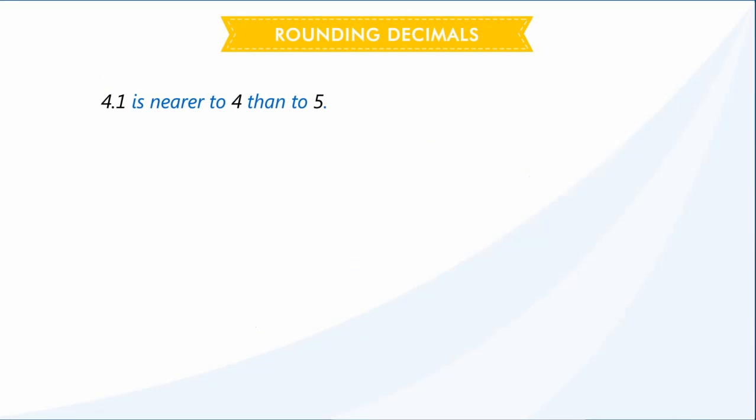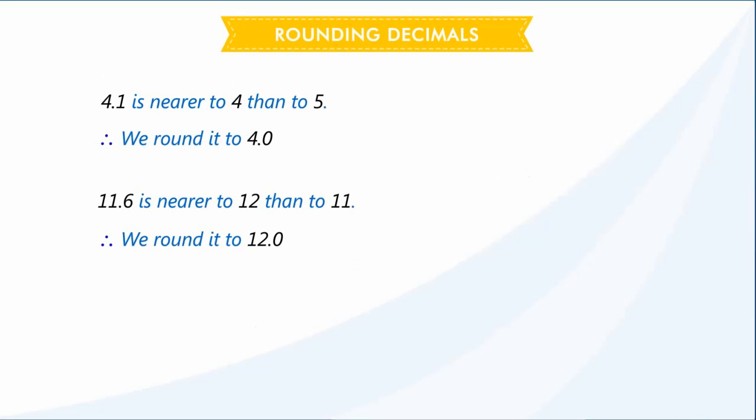4.1 is nearer to 4 than to 5. Therefore, we round it to 4.0. 11.6 is nearer to 12 than to 11. Therefore, we round it to 12.0. 4.8 is nearer to 5 than to 4. Therefore, we round it to 5.0.